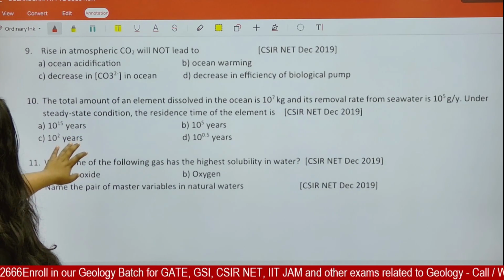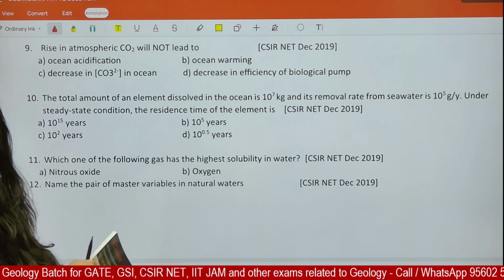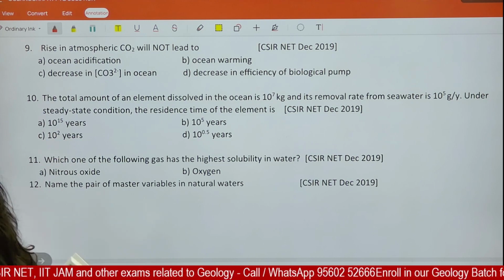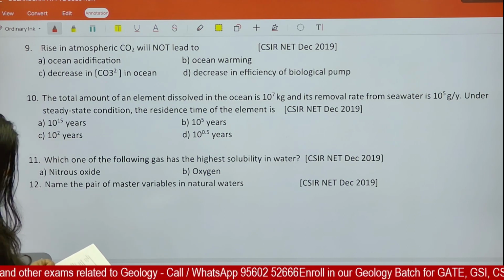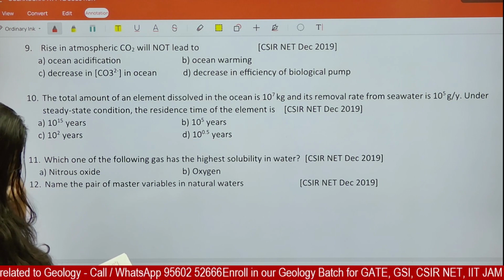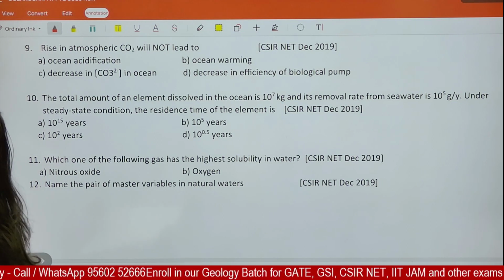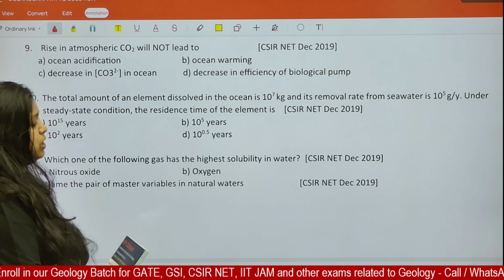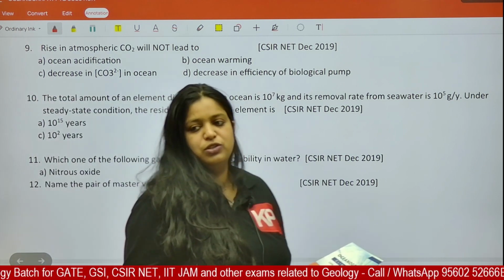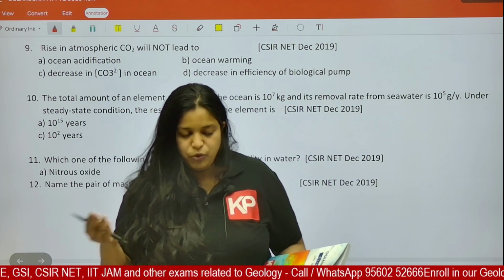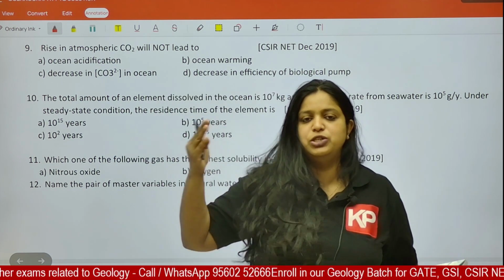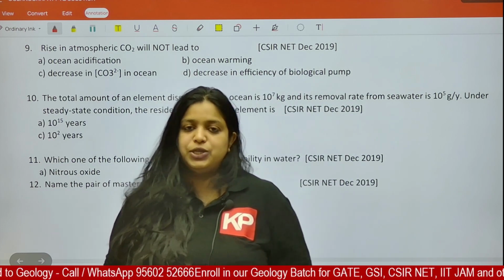Now, the rise in atmospheric carbon dioxide will not lead to which of these: ocean acidification, ocean warming, decrease in bicarbonate in ocean, decrease in efficiency of biological pump. When carbon dioxide in the atmosphere increases, the addition of more carbon dioxide into the water will cause carbonic acid formation, thereby affecting precipitation of calcium carbonate.